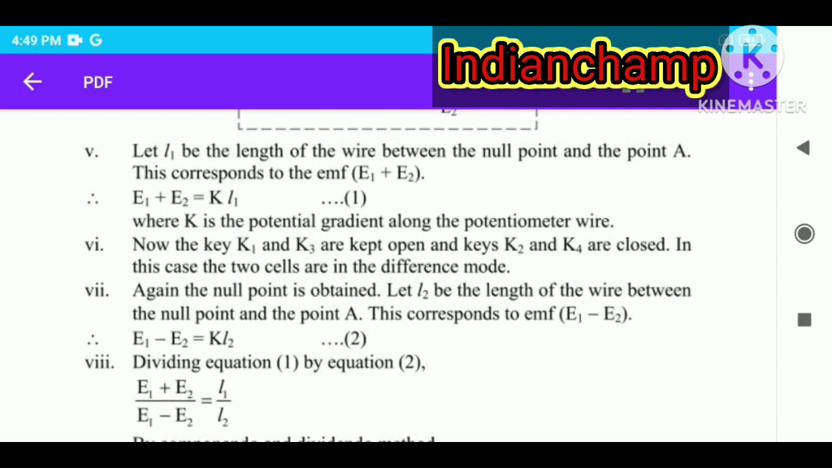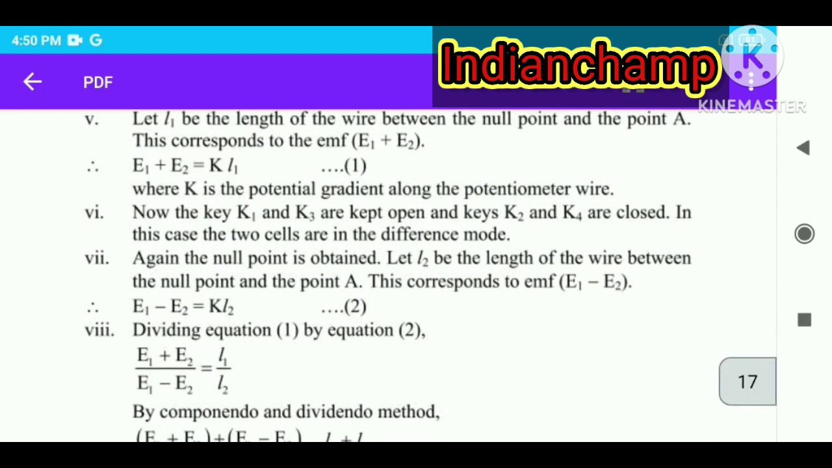Sixth, now the keys K1 and K3 are kept open and the keys K2 and K4 are closed. In this case, the two cells are in the difference mode. Seventh, again the null point is obtained. Let L2 be the length of the wire between the null point and the point A. This corresponds to EMF E1 minus E2. Therefore, E1 minus E2 is equal to K into L2, equation second.